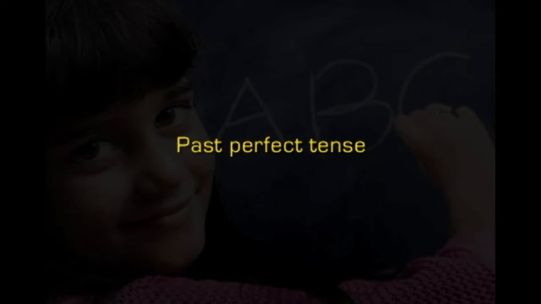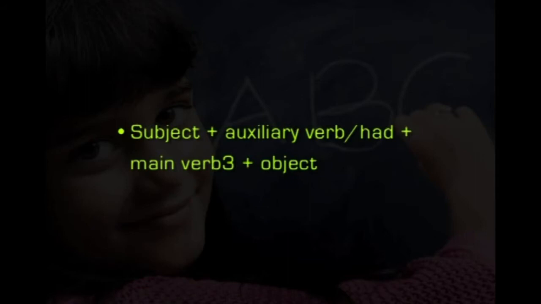Now let's look at past perfect tense. When do we use the past perfect tense? Any action that happened before another action. For example, I had sung a song already, meaning I had done other work before I began singing the song. And the structure for past perfect is subject plus auxiliary verb had plus verb 3 plus object.